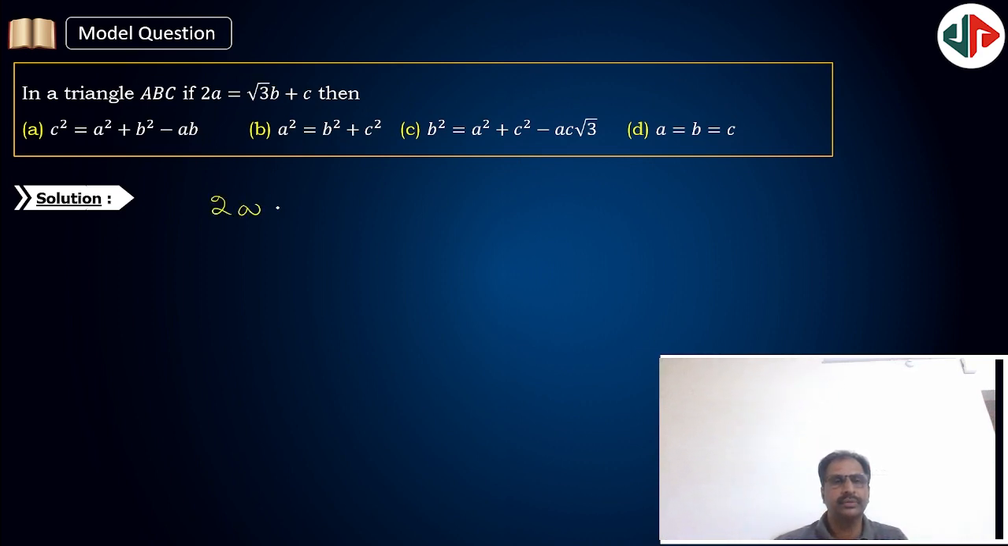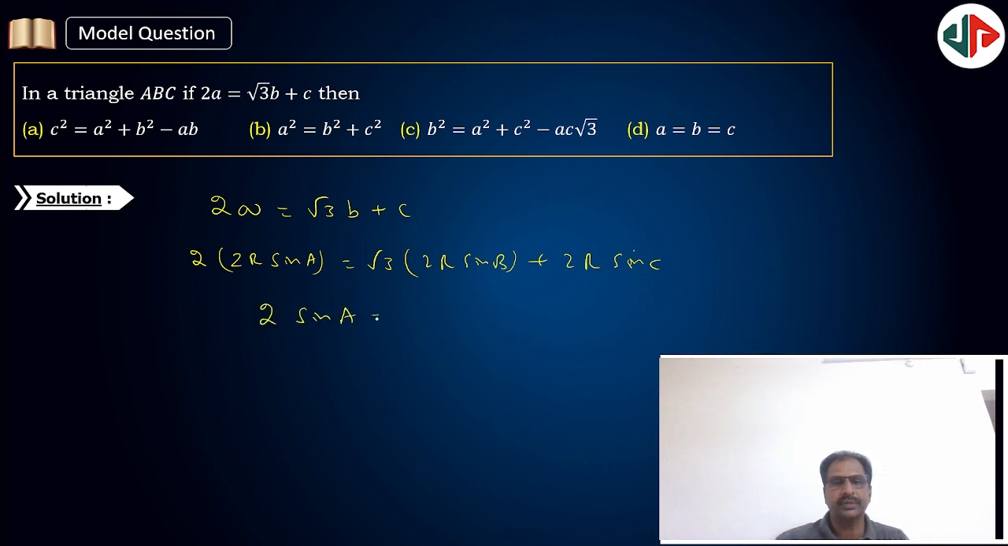Now here 2a is given as root 3b plus c. Which of the given options is correct? I am using the sine rule. 2a is nothing but 2R sin A, b is nothing but 2R sin B, c is nothing but 2R sin C. Now you can cancel 2R on both sides. So 2 sin A is equal to root 3 sin B plus sin C.